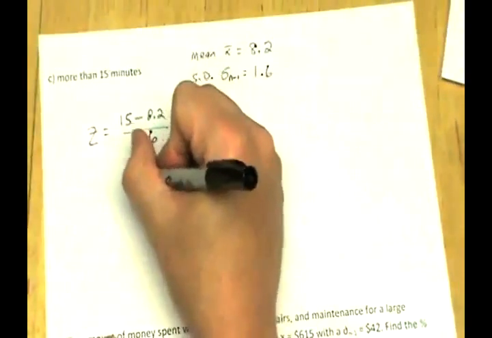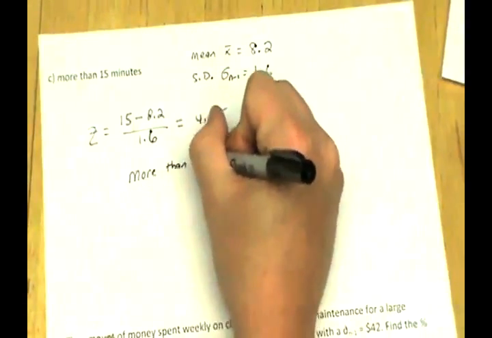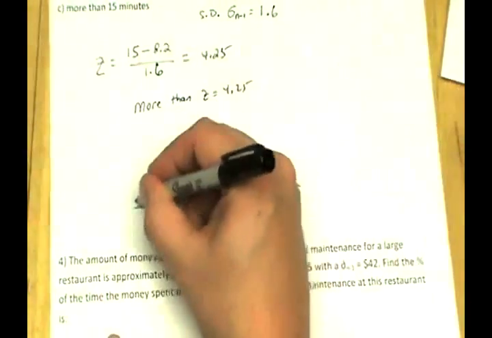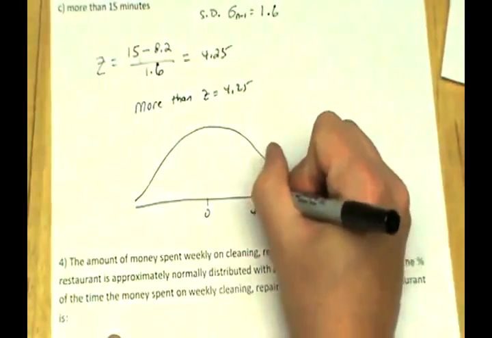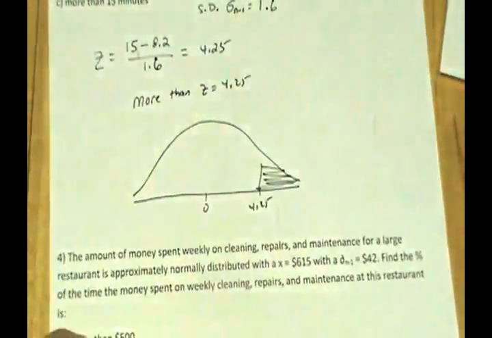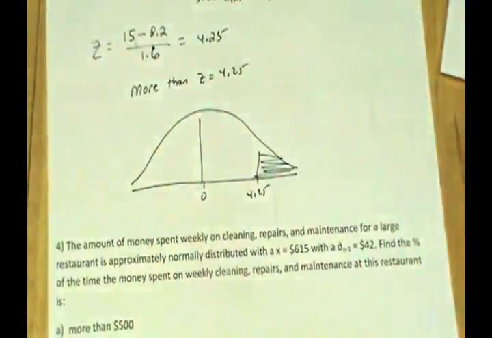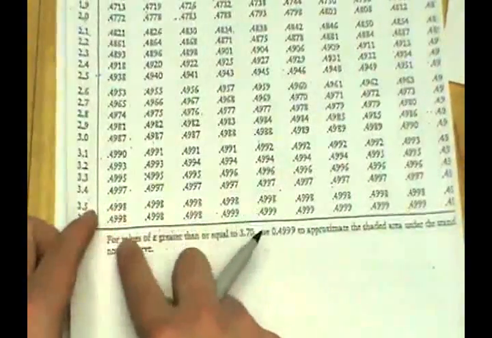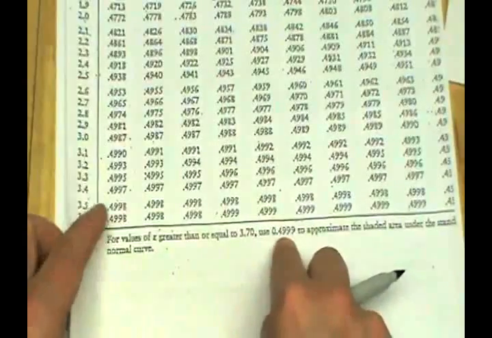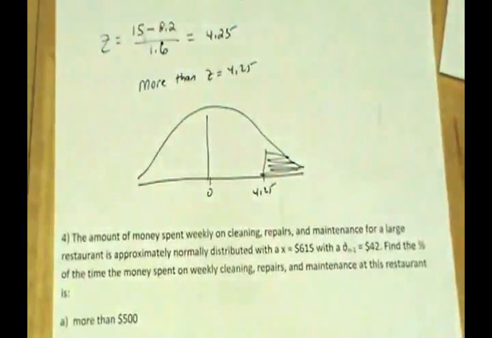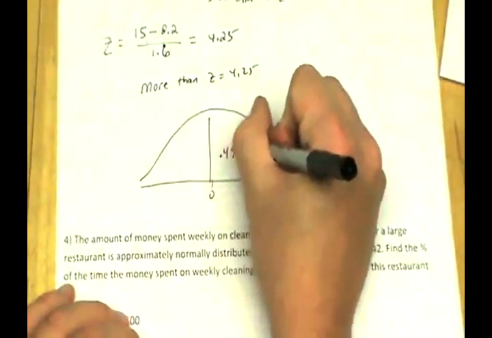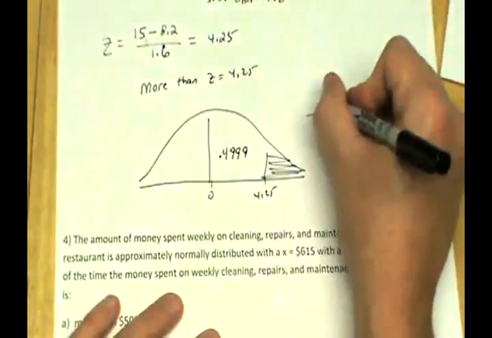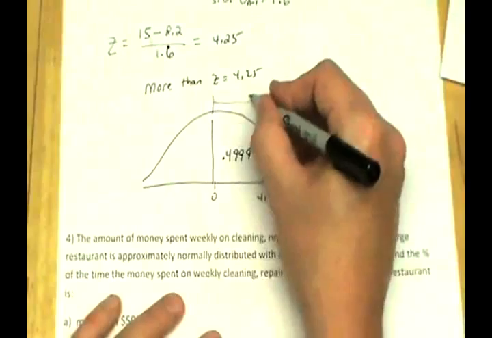So we're looking for more than a z-score of 4.25. More than. Okay. We did one earlier, but it's nice to review again. If we look at our chart again, 4.25 is off the chart, so for anything bigger than 3.7, we use 0.4999. And our shaded region is not crossing 0, so we subtract. The tail is involved, so 0.5 is needed, and we take the right half and take away the 0.4999.